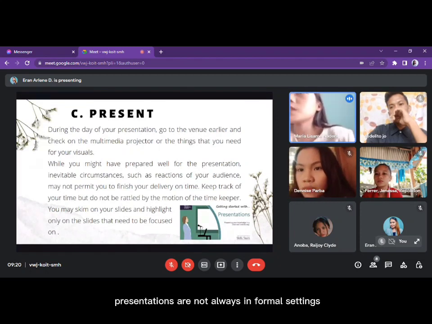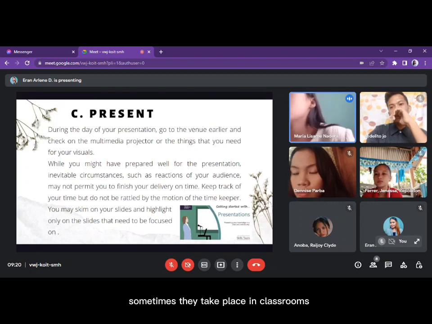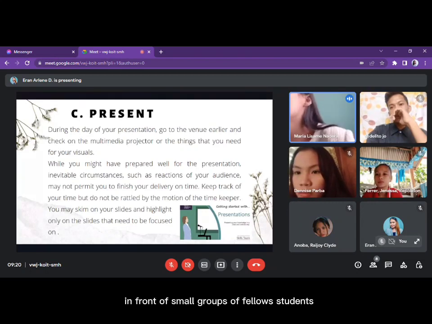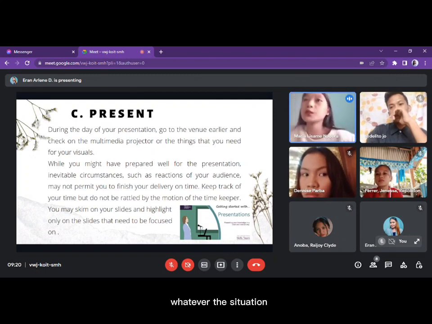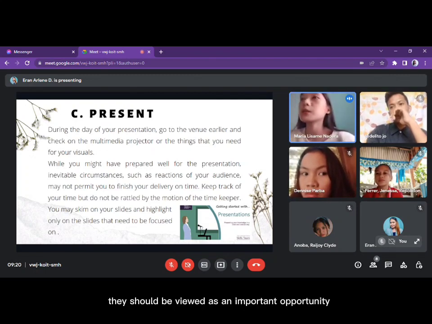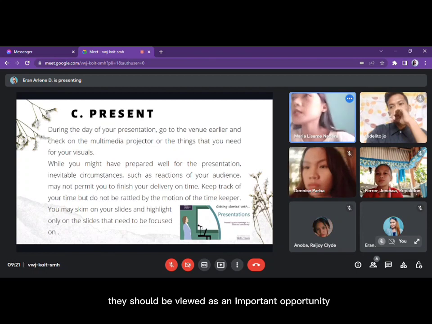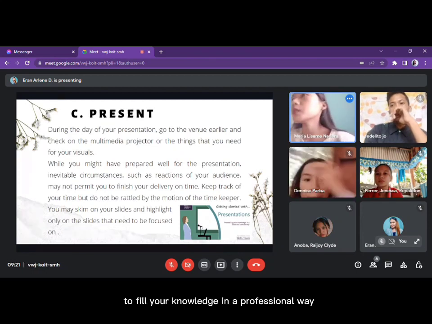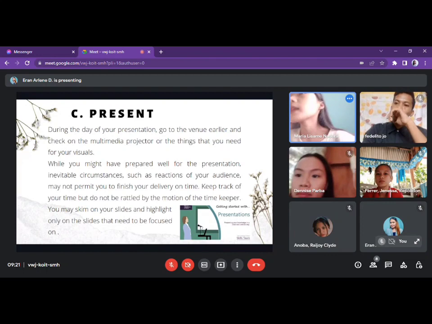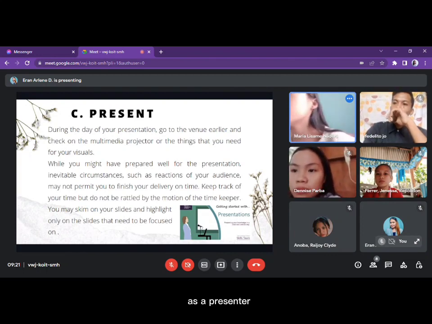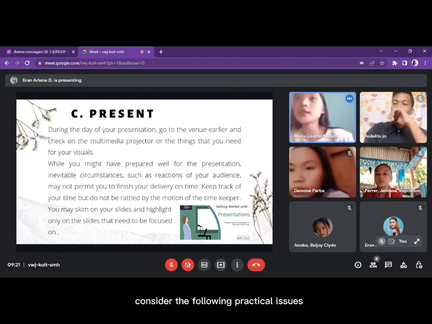So, academic presentations are not always in formal settings. Sometimes they take place in classrooms in front of small groups of fellow students. Whatever the situation, they should be viewed as an important opportunity to sell your knowledge in a professional way. As a presenter, consider the following practical issues.